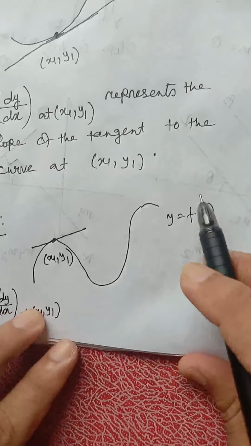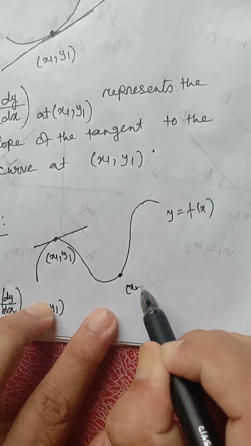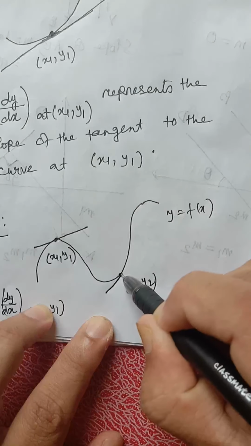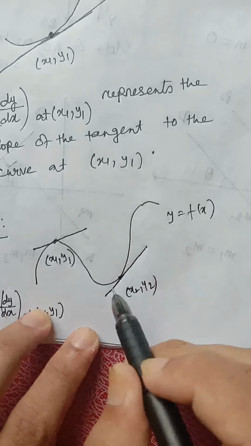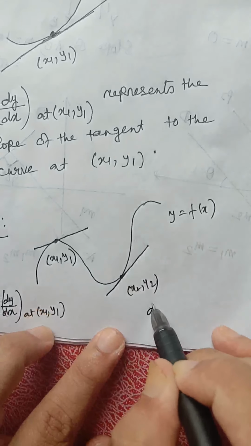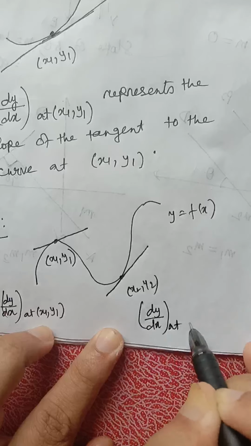Now suppose this is another point, (x2, y2). At the point (x2, y2), suppose another tangent is drawn to the curve. Slope of this tangent will be dy/dx at (x2, y2).